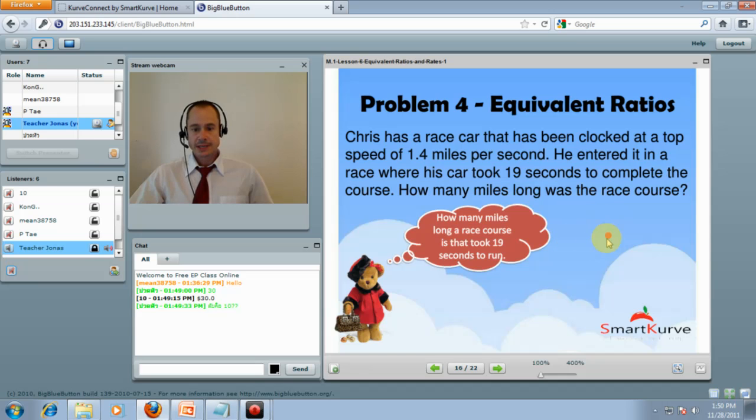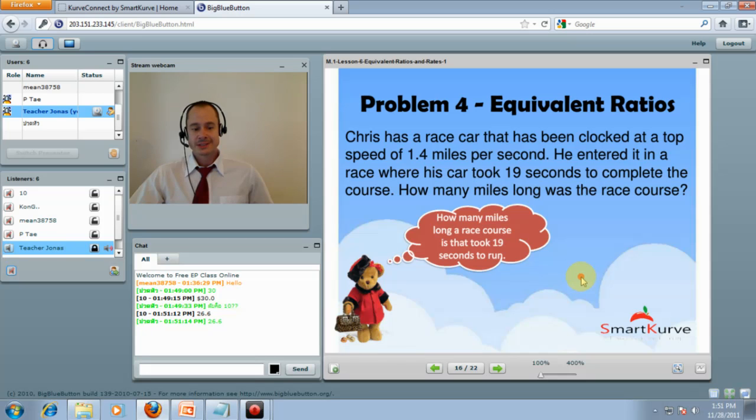So, same thing here. You have to put up the two ratios and compare them to each other to make them equivalent. And then you get an equation, and then you can solve it.